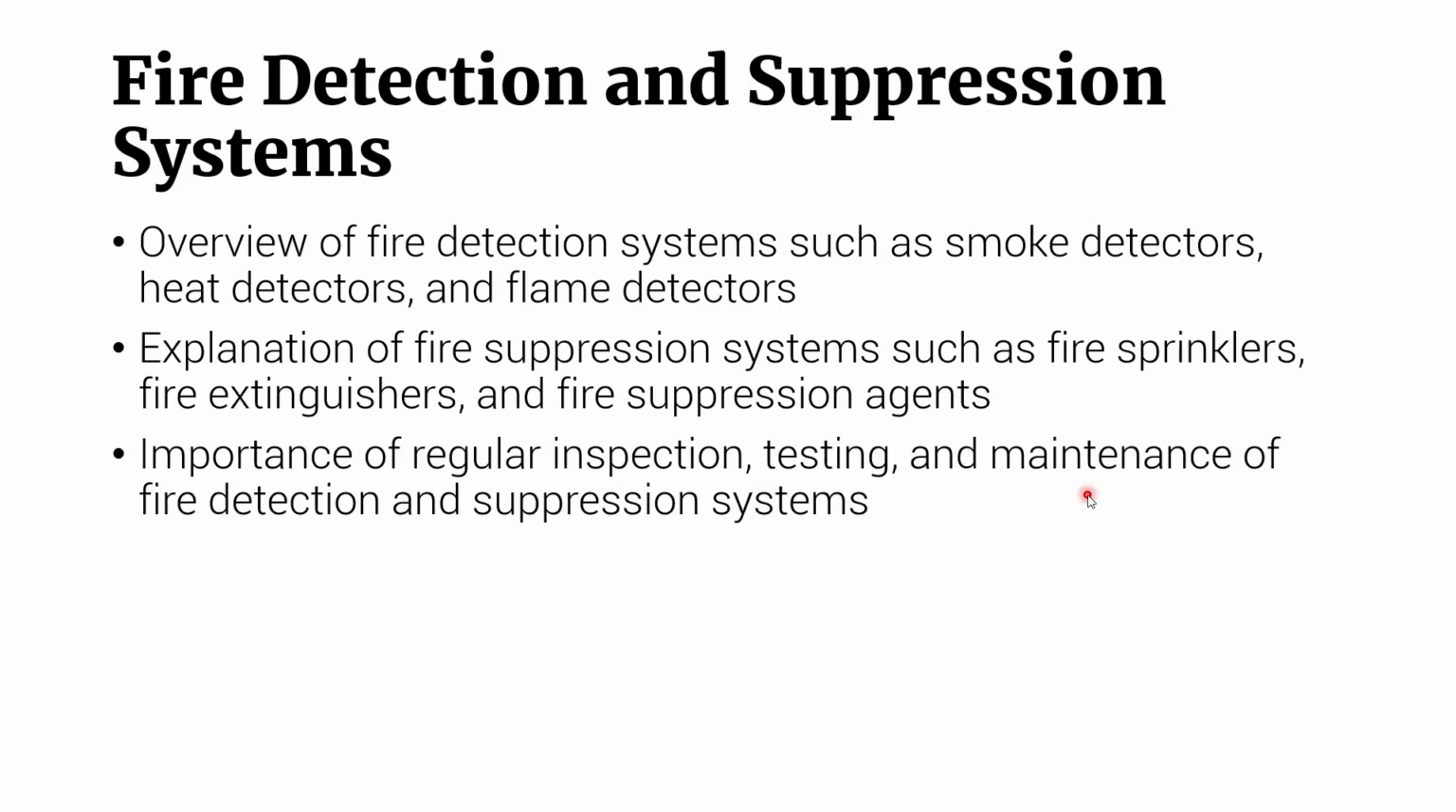Okay? Fire detection and suppression systems. When we say fire detection and suppression systems, these suppress the fire right away. For example, smoke detectors. Once your smoke detector detects even a smoke particle, the sprinkler turns on right away.